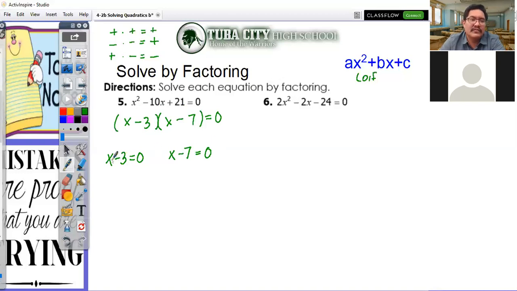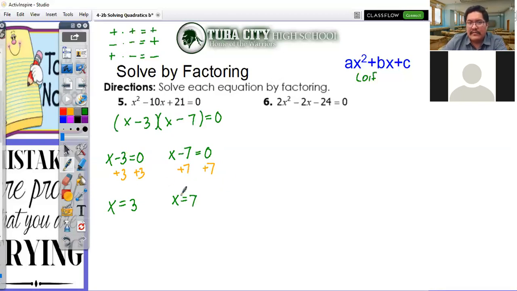So what number can I subtract 3 from to get 0? Well, let's just add 3 to both sides. So our first solution is x equals 3. And to do the second one, we're going to use our inverse property. So if it says to subtract, we're going to add to both sides. x equals positive 7, or just 7 in general.